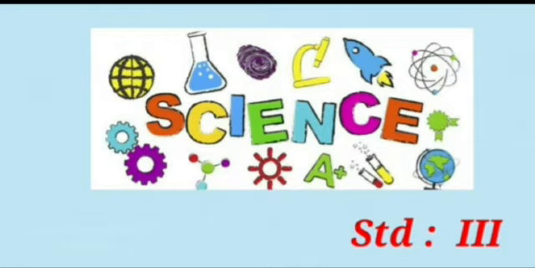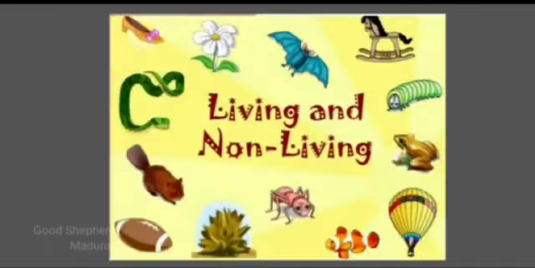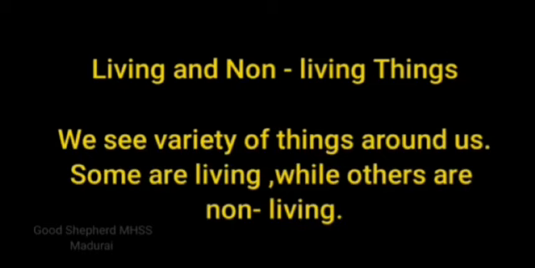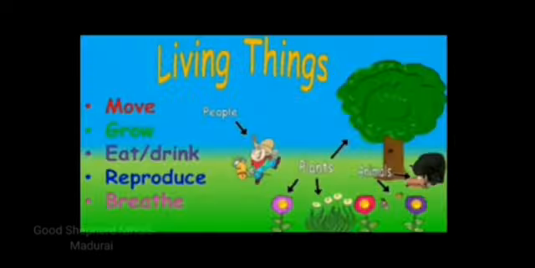Welcome students. Today we are going to see living and non-living things. We see a variety of things around us. Some are living while others are non-living. Now see what is around you. There are TV, fridge, table, chair and your pet animals too, like cat and dog also. So some are living and some are non-living.